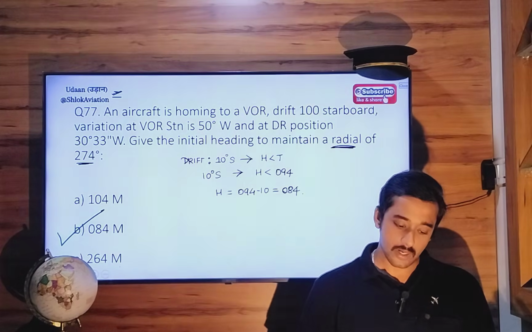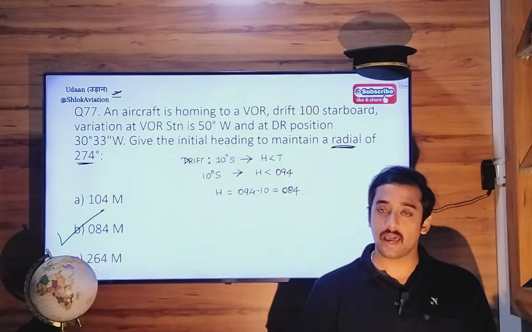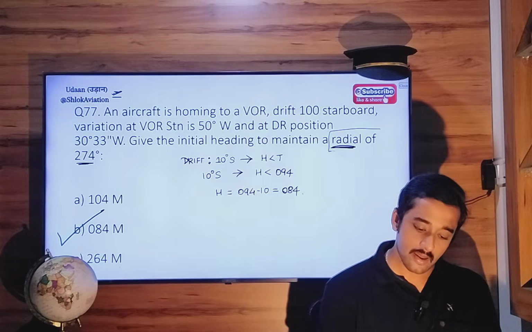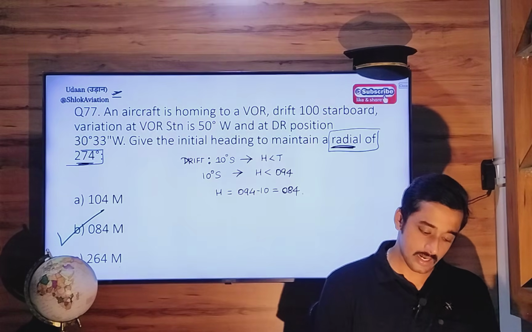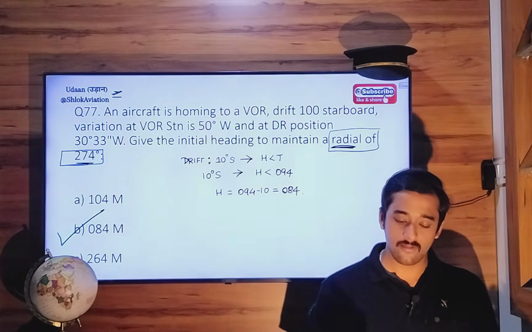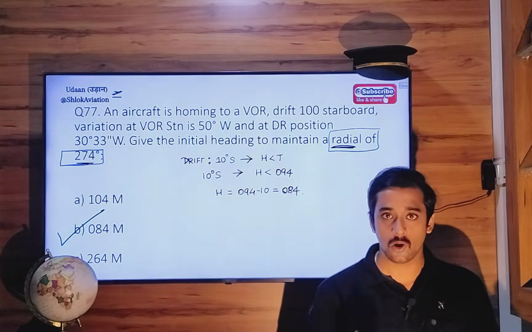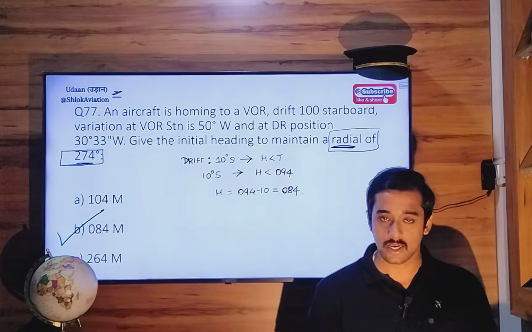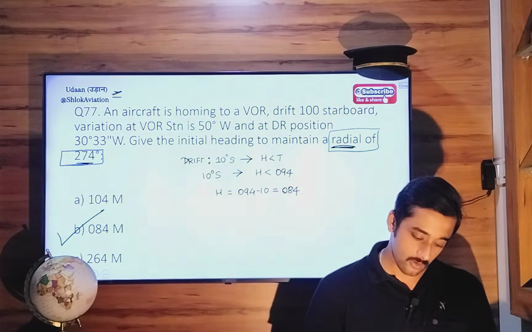Now here in this particular question, we need not apply variation. Variation information is given, but that is useless because all radials will be magnetic in direction unless specified in the question. And whatever heading you obtain from this will also automatically be magnetic in direction. So heading is 084.